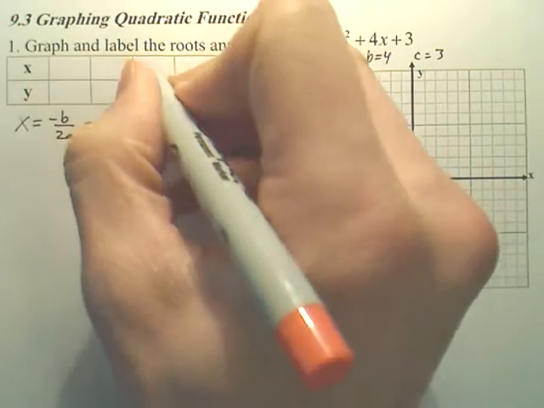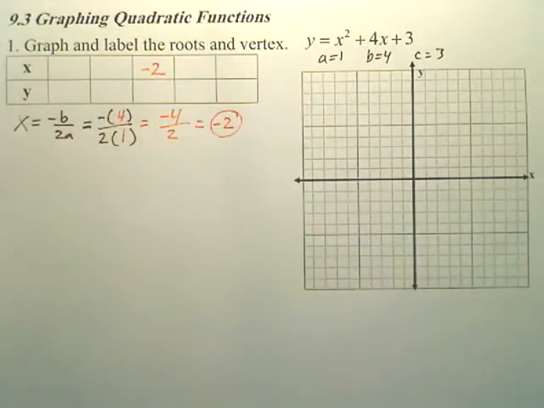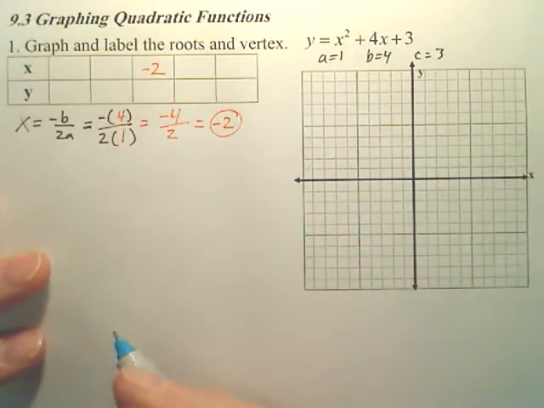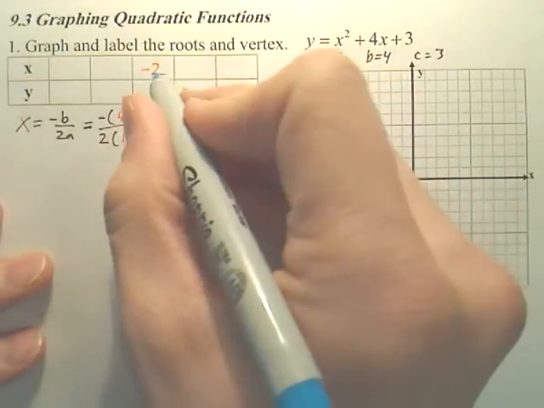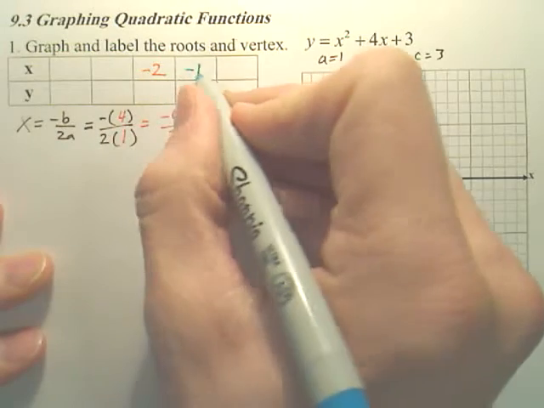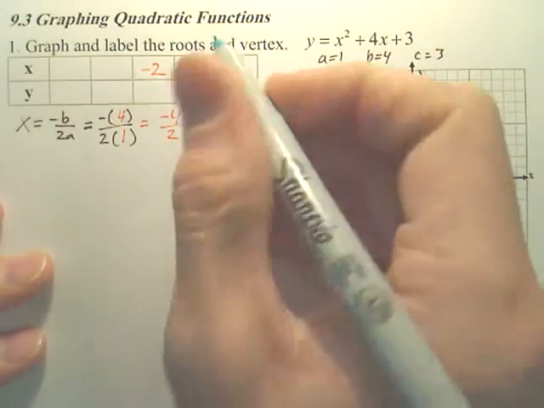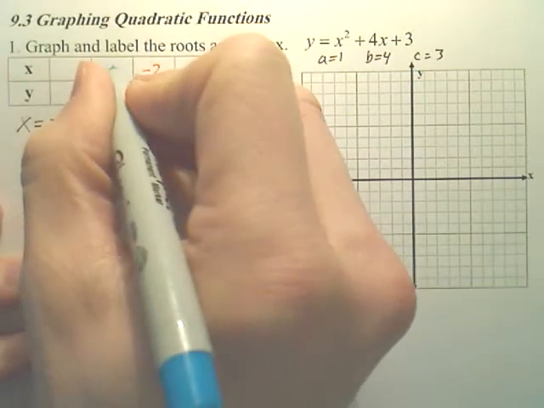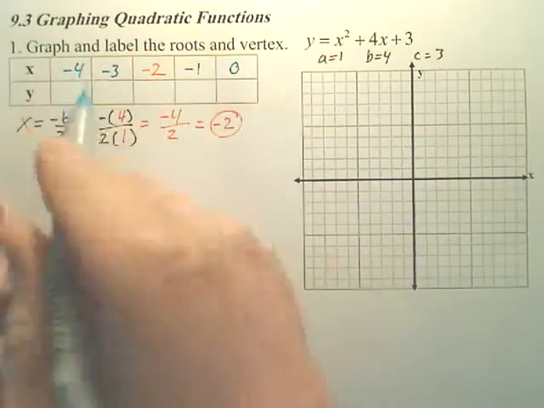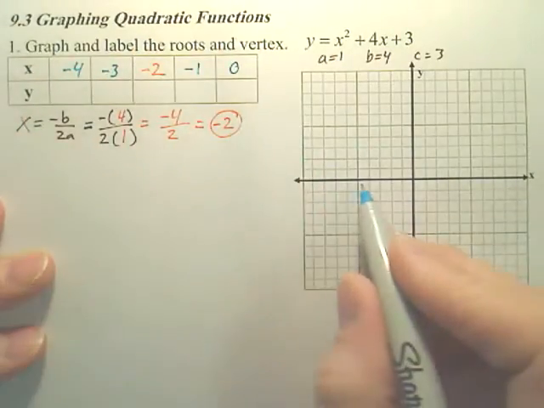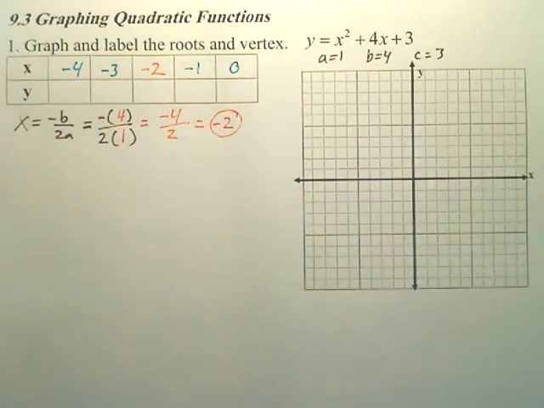Now what that means is the center of my graph is at negative 2. So the middle of my table is negative 2. Now I'm going to create a table, a number line, and what's 1 bigger than negative 2 would be negative 1. 1 bigger than that is 0. And on this side of the number line would be negative 3 and negative 4. Those are my x values, the x values on my x-axis.